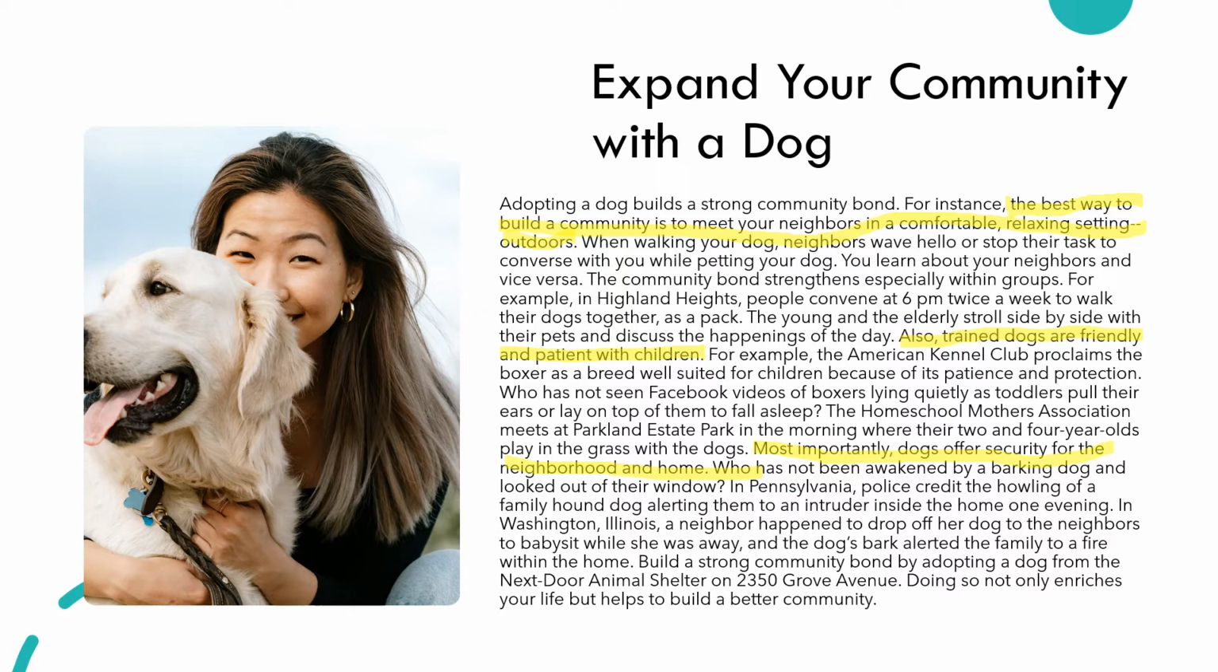The second chunk or section talks about how trained dogs are friendly and patient with children. That builds a community bond. And again, notice how the author has provided a specific example. And then finally, the author talks about how dogs offer security, not just for the home, but for the neighborhood. And then again, provides specific examples.